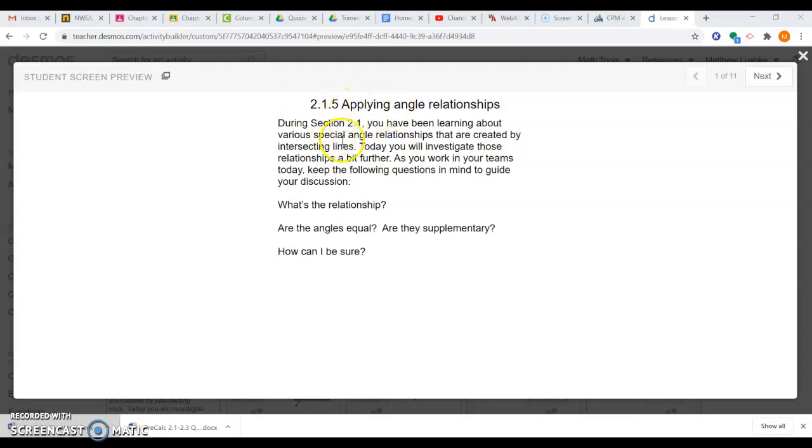Okay, here is lesson 2.1.5, the last lesson in section 2.1, and we're going to take a deeper look into some of the angle relationships we've been discovering here in 2.1. Remember, some of those relationships and the ones we're going to focus on today are same side interior, alternate interior, corresponding angles, and there are quite a few more.